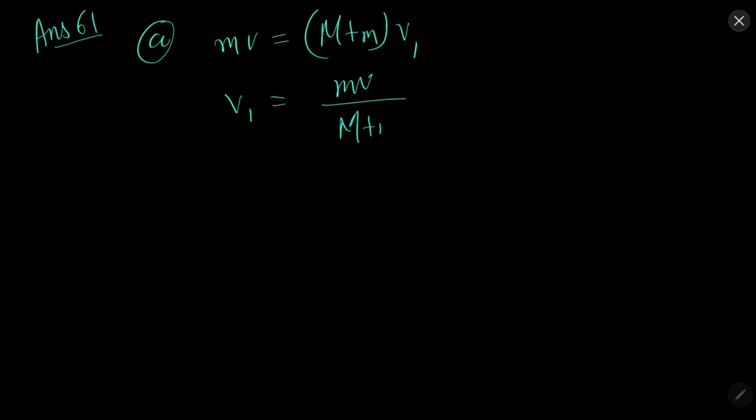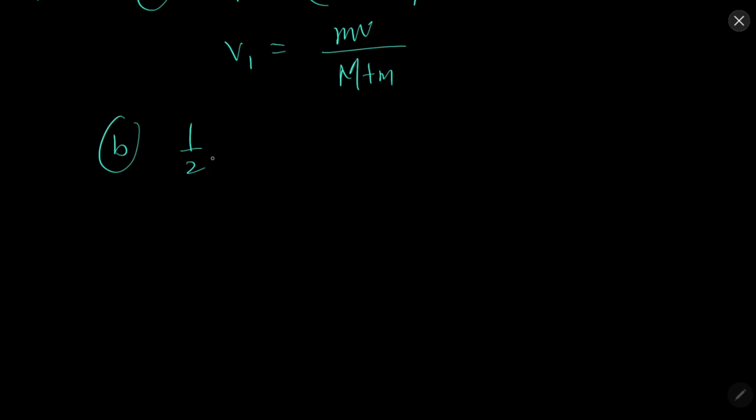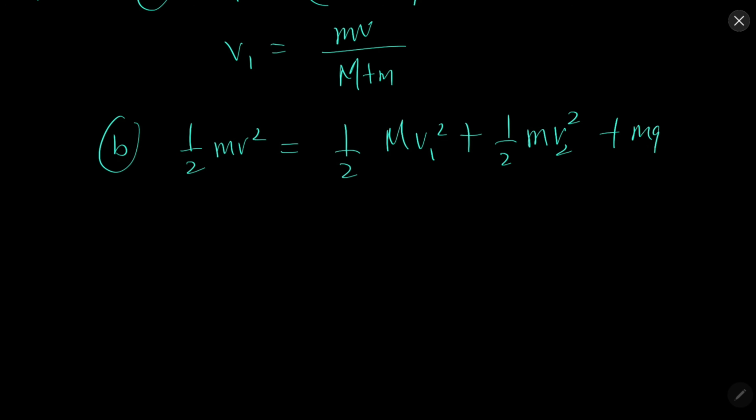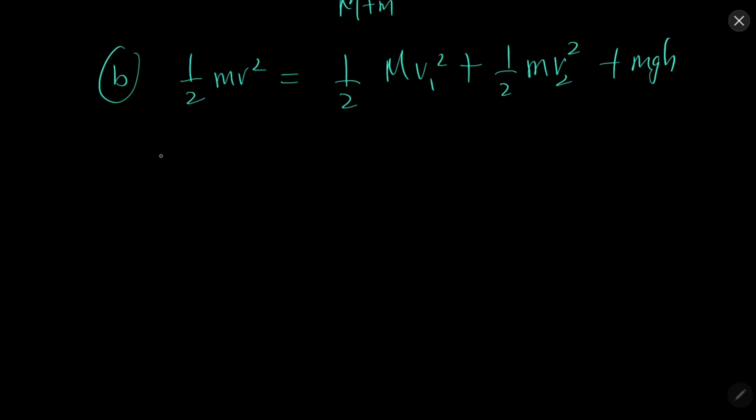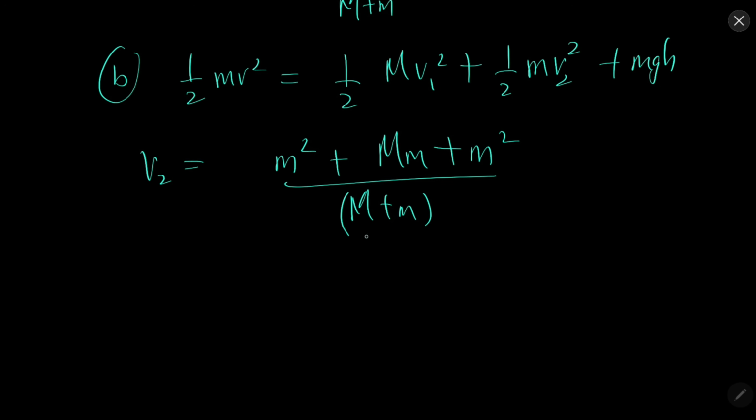So in here, for the A part, mv will be equal to (M plus m) v1, so v1 will be mv over M plus m. For the B part, using conservation of energy, half mv square equals half M v1 square plus half m v2 square plus mgh. So from here v2 will be (M square plus Mm plus m square) over (M plus m) whole square v square minus 2gh, to the power 1 by 2.